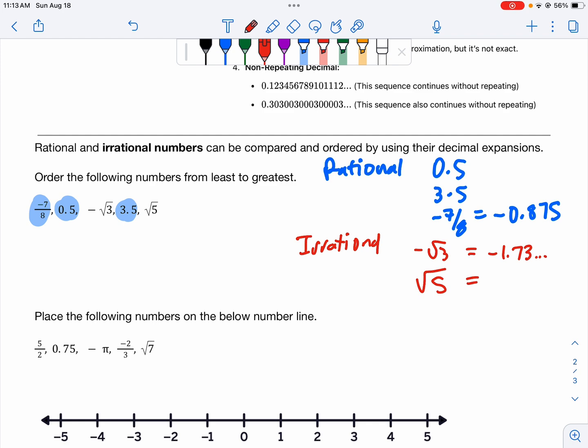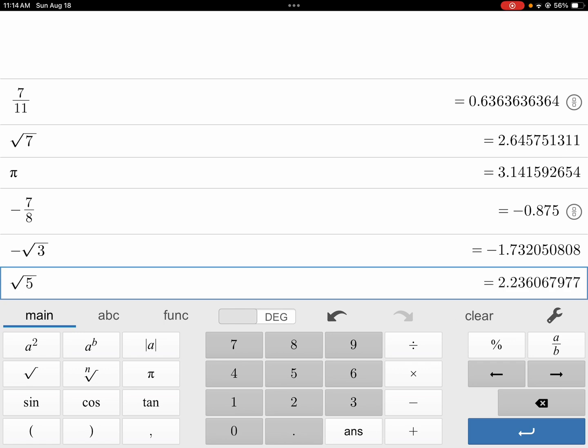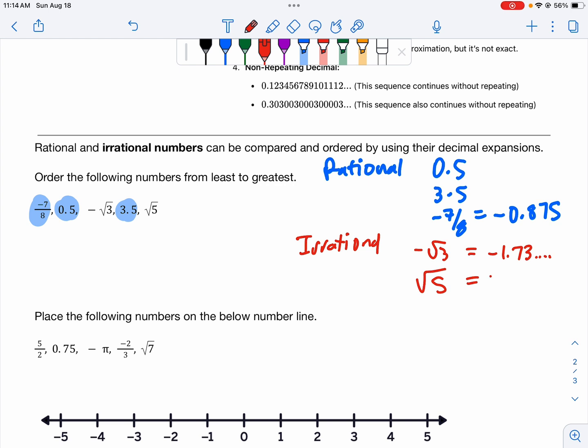And we're going to put that dot, dot, dot out there. And then square root of 5 will be 2.236. So we're going to write this as 2.24. Actually, I'm just going to do this. 236 and so on. So now once we have all 5 of these numbers into decimals, we can go ahead and pick what's the smallest decimal.